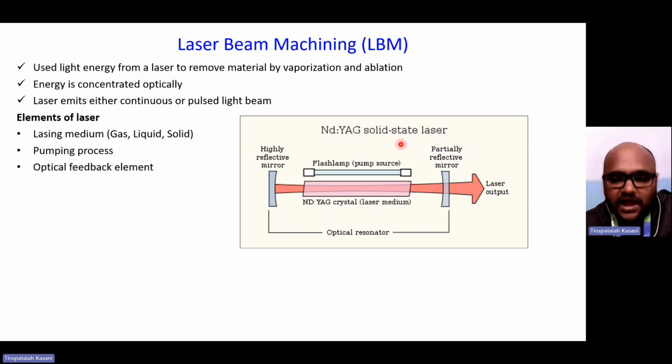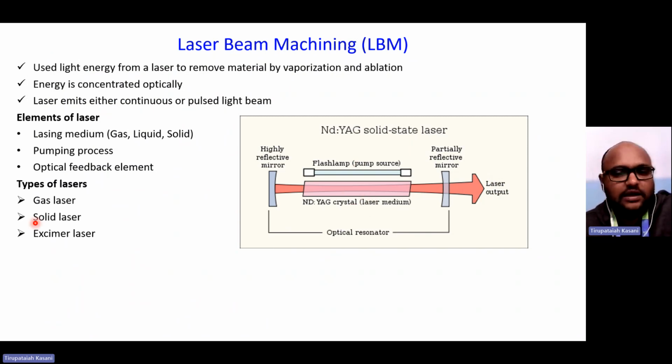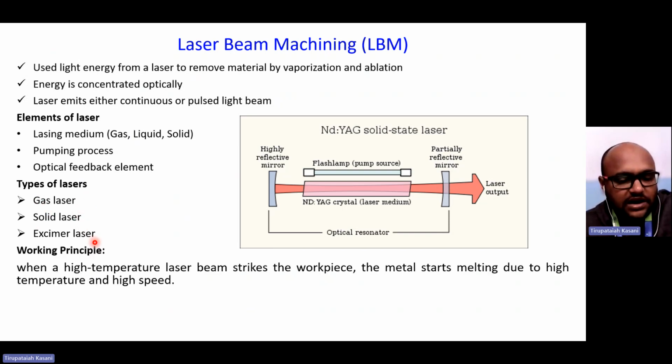See here, this is the Nd:YAG solid state laser. This is the optical resonator, the resonator between these two: a highly reflective mirror and a partially reflective mirror. In between these two, due to the flash lamp, that is the pump source, and the crystal, that is the laser medium, due to the continuous collisions, the laser comes out. This is the lasing medium, the Nd:YAG solid type laser. Types of lasers are gaseous laser, solid laser, and excimer laser.